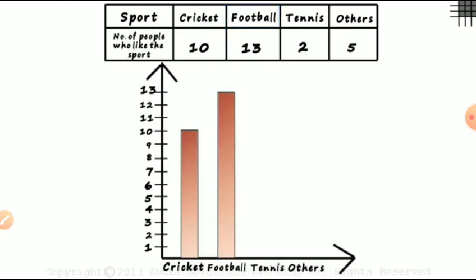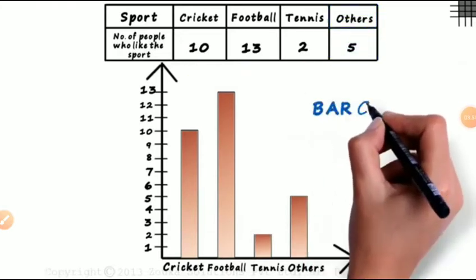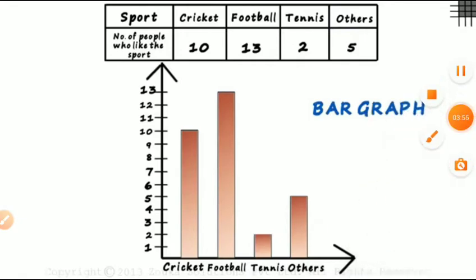Remember, the numbers are written in equal intervals. Since only 2 people like tennis, we draw a small bar up to 2. And we draw a bar of length 5 for the people who like sports other than these three. Such graphs are called bar graphs, and they are called so because these bars help us analyze the data.